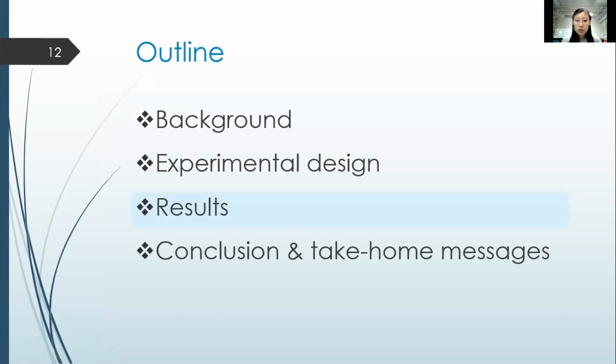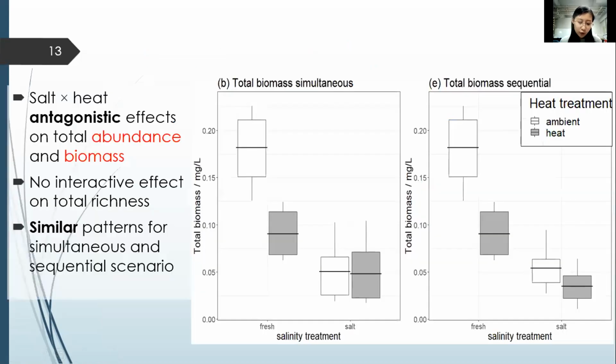We got some really interesting results. So first, we found salt by heat antagonistic effects on total zooplankton abundance and biomass. We didn't find any interactive effects on total zooplankton richness. Antagonistic effects mean that the combined effects were less than the sum of the effects of the individual stressors.